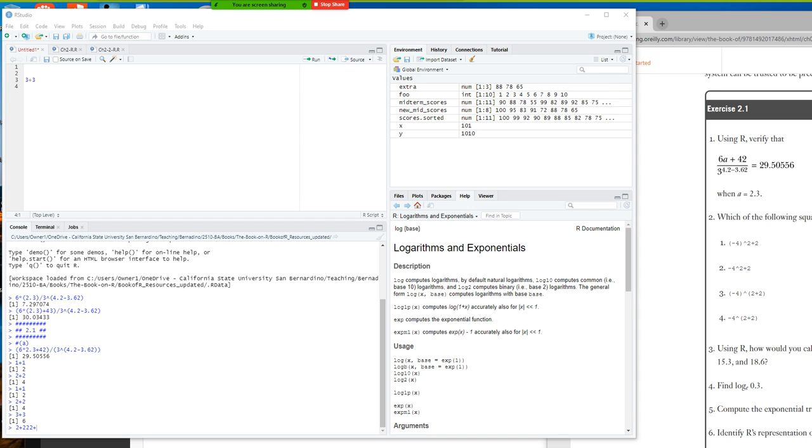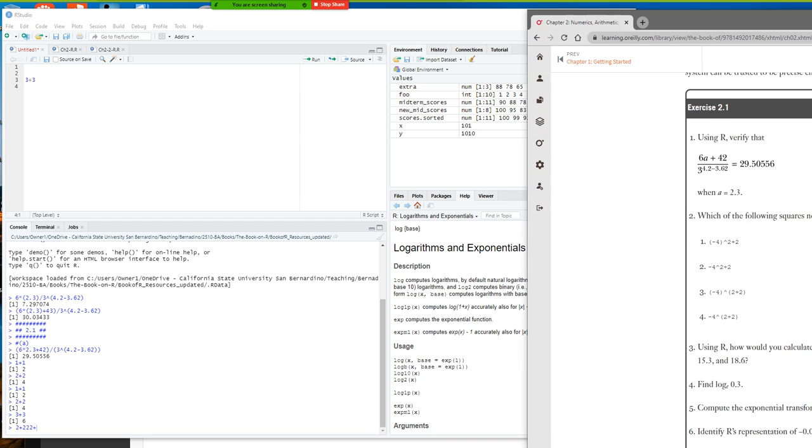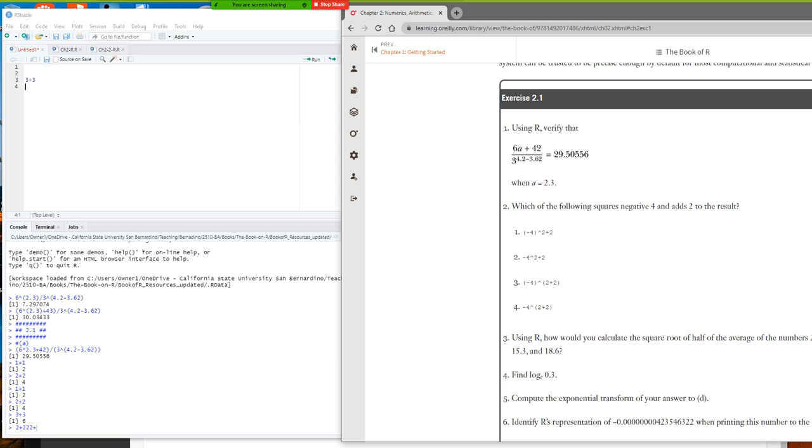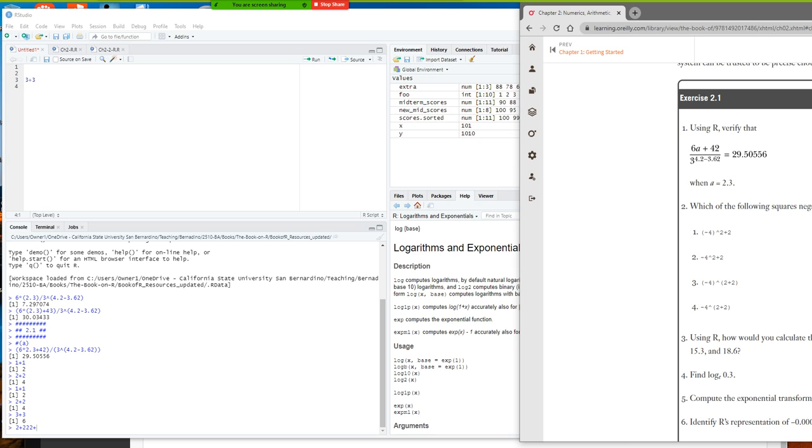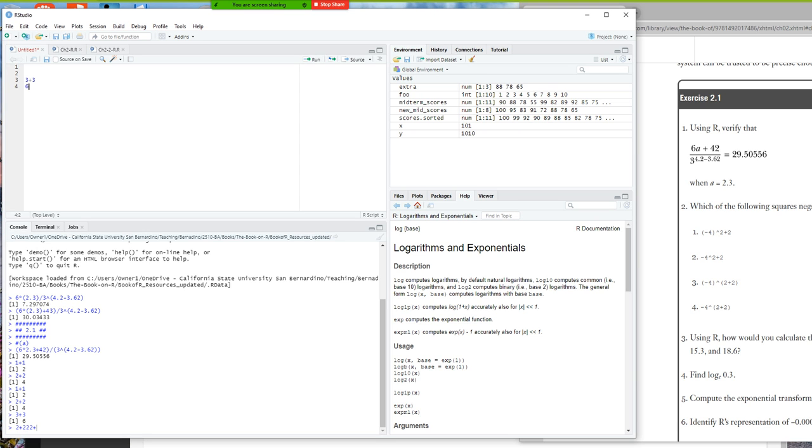Okay. So this is exercise 2.1, right? Using R, verify that this left-hand side formula becomes 29.50556. So first, I'm going to type 6 multiplied by 2.3, plus 42. So 6 multiplied by what? 2.3, right? 2.3. And then what? Plus 42, right?